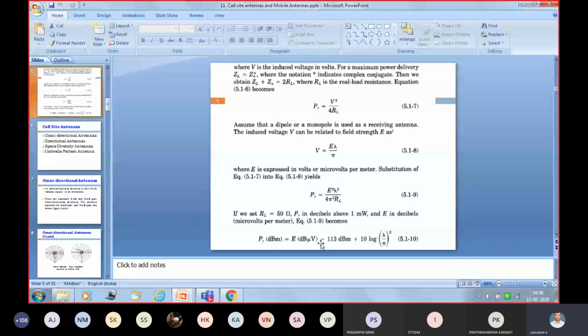Here we discussed received power in two manners. First manner is based upon general terms, and then based upon the equivalent terms. Right. This is about basics.